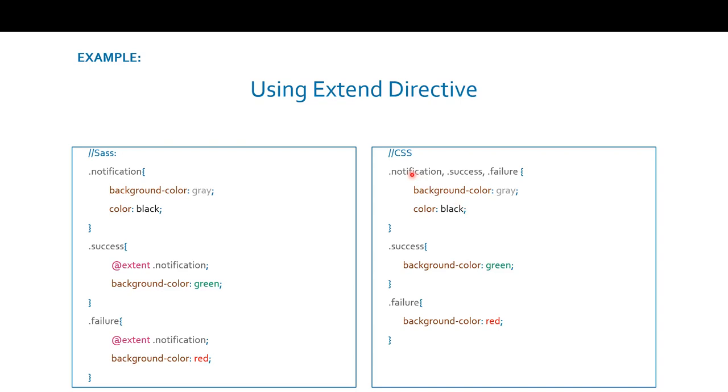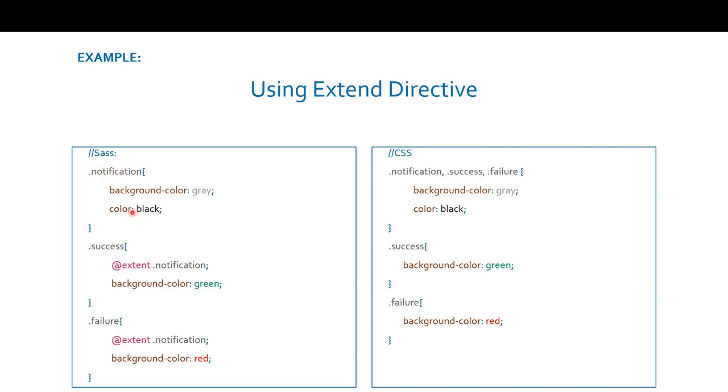You see, multiple style objects can have the same declaration, especially if they share common code. Because success shares this declaration block with notification, that's what we use extend to do. We use extend here to indicate that this object shares some properties with this object. We use extend here to indicate that this failure style object shares all the properties of this. So let me repeat it again. Extend notification shows that this failure object shares all the same properties of the notification object.